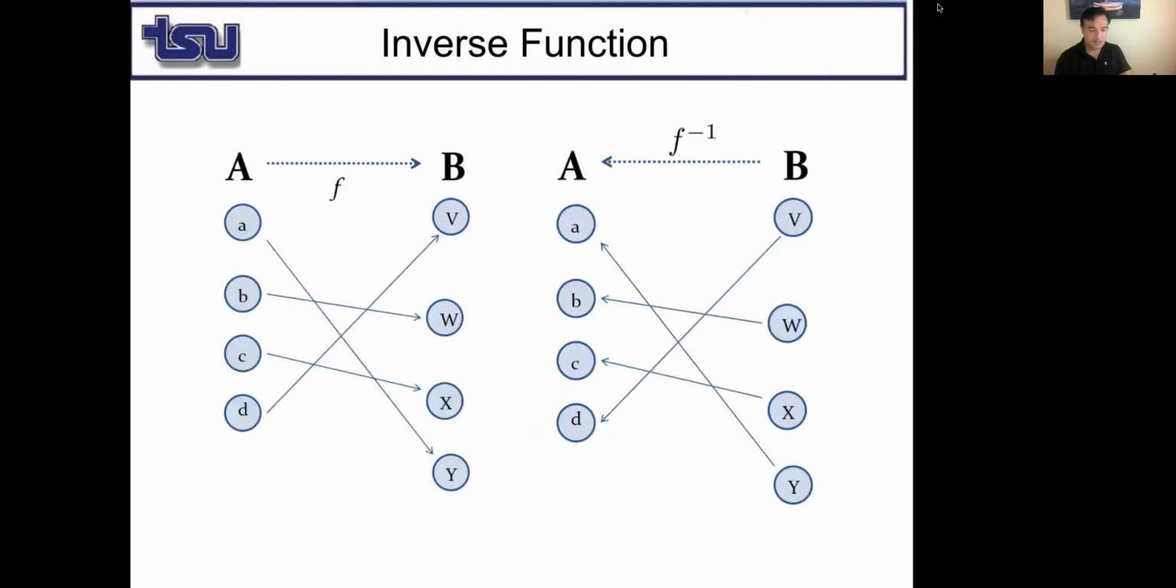Okay, here this is a function from A to B. As you see, it is onto because all the elements of B are covered, and it's one-to-one because each element from A is sent to a unique element from B. The inverse will take, if f takes D to V, the inverse takes V to D, and so on.